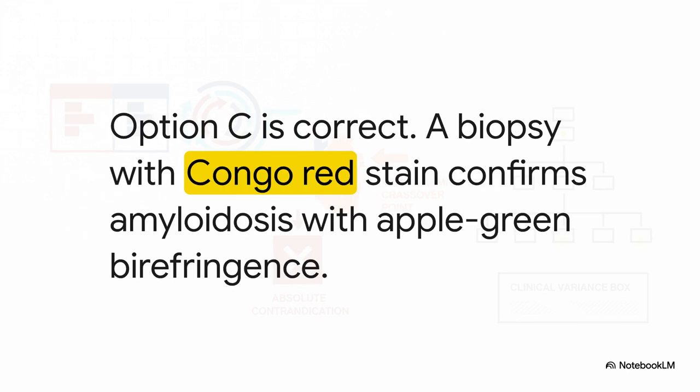Which seamlessly leaves us with the winning mandate, Option C. The combination of thick walls, low voltage, and carpal tunnel perfectly aligns with cardiac amyloidosis. This strictly mandates an abdominal fat pad biopsy, and when you apply a Congo red stain to that biopsy, it's going to demonstrate that classic apple-green birefringence under polarized light, definitively confirming your diagnosis.